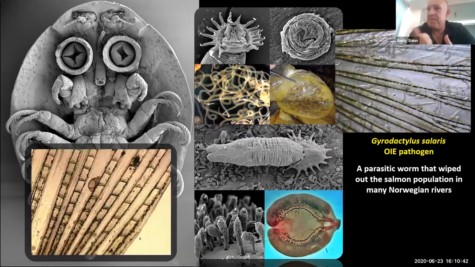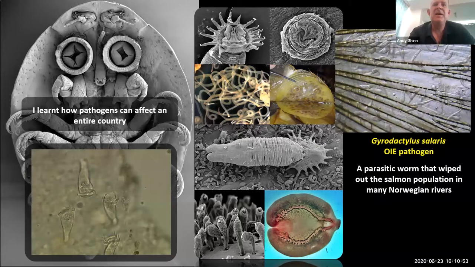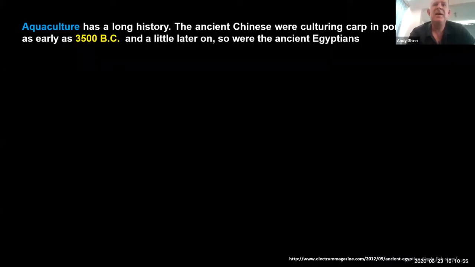Okay, so now we should start launching into today's talk. And of course, it's always quite usual to start off with a statement about aquaculture. And you've probably seen this many times before, but we know that aquaculture has a very long history. We know that the Chinese were doing it perhaps 3,500 years before Christ. And then a little later on, so were the Egyptians.